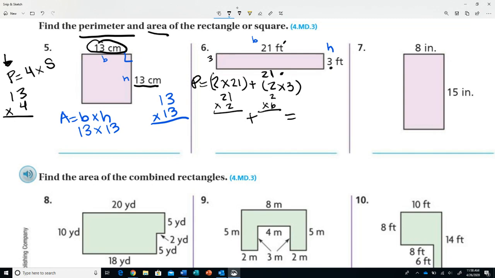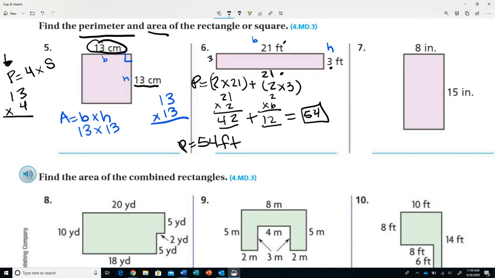So whatever you get here, I'm going to do this one out actually. So 2 times 1 is 2, 2 times 2 is 4, so we have 42 plus 12, and 42 plus 12 will give us 54. So we have 54 feet. So our perimeter, let me give myself a little bit more room. Our perimeter for number 6 is 54 feet.